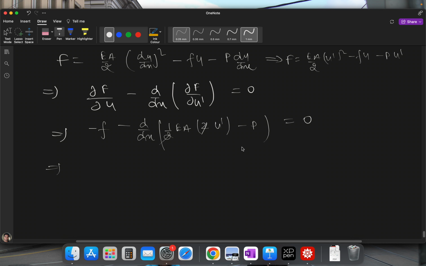So if we differentiate that thing, it will become 0, right? Yes, sir. So directly you will write d by dx of EA, and in place of u dash what will you write? Del u by del x, or you can also write du by dx, since it is a single variable, so it will become du by dx.